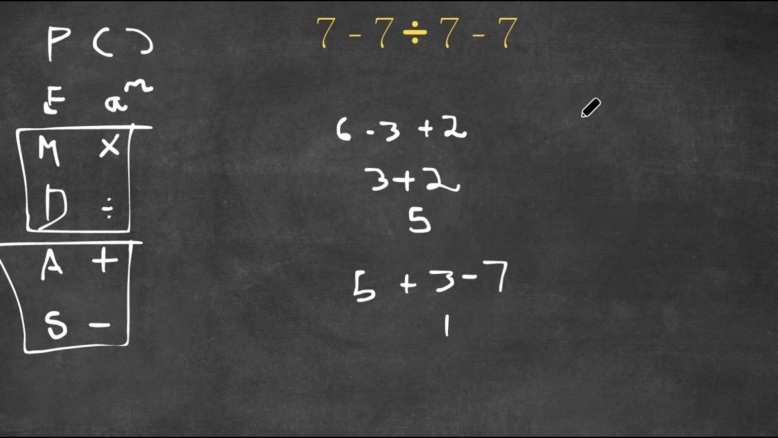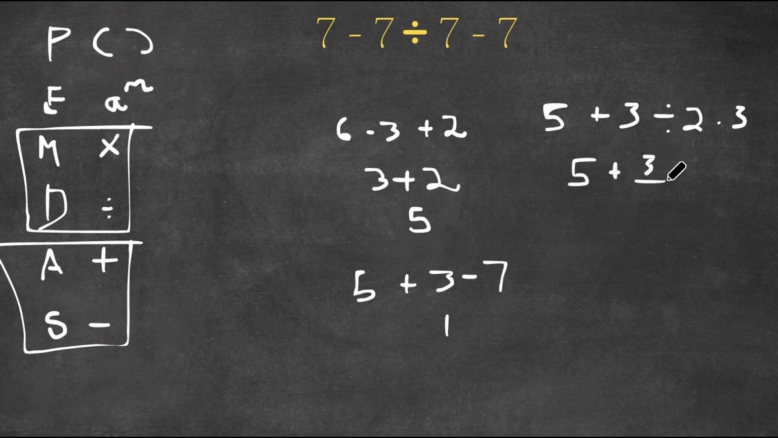Now, let's try something a little harder. If I had 5 plus 3 divided by 2 times 3. There are no parentheses, there are no exponents, so then I would go to multiplication and division. And as you can see, division comes before the multiplication here. So I would first do 3 divided by 2. So now I have 5 plus 3 over 2 times 3. And now I have multiplication. So now I do 3 over 2 times 3, which is 9 over 2. And then I would add the 5.